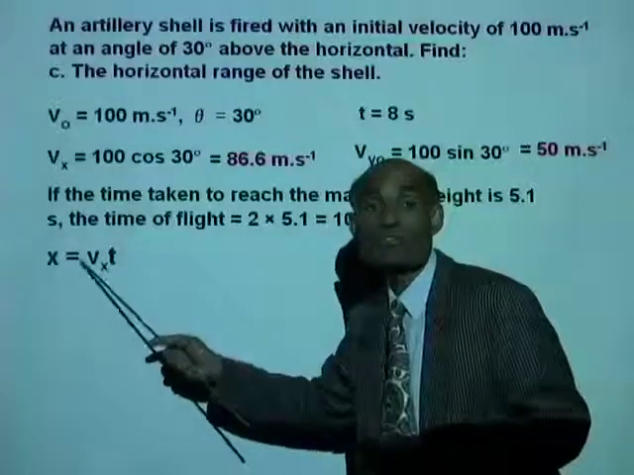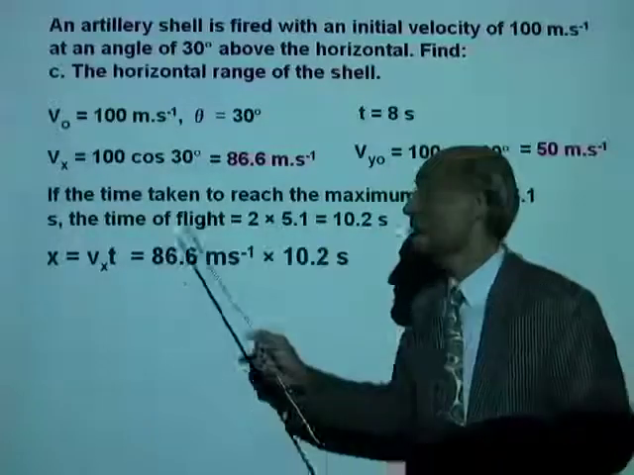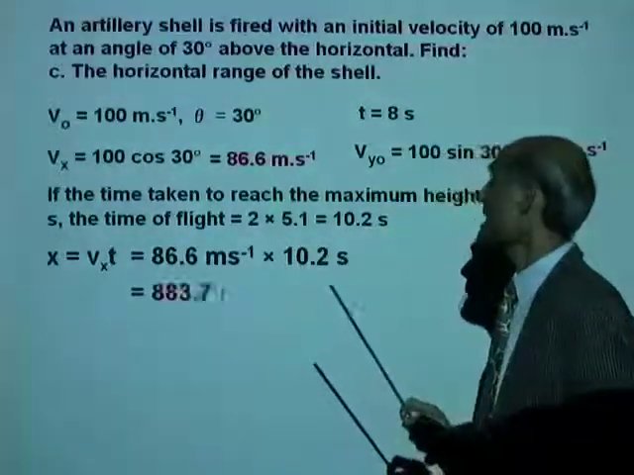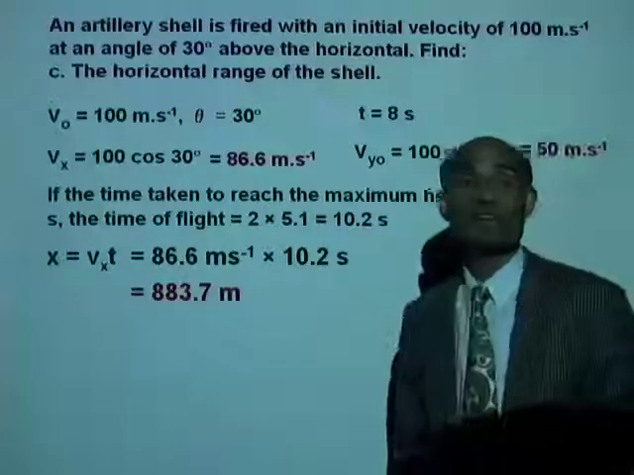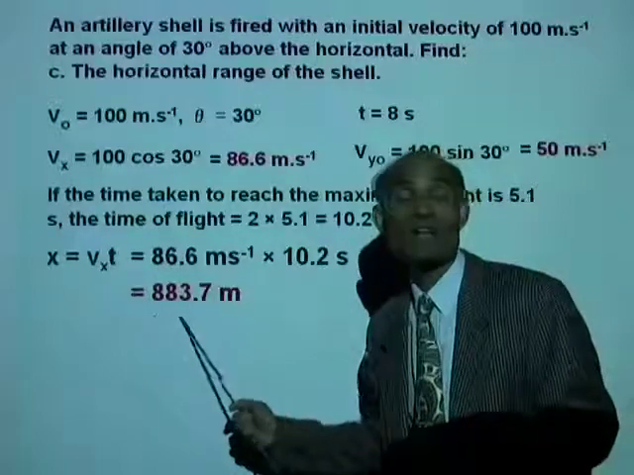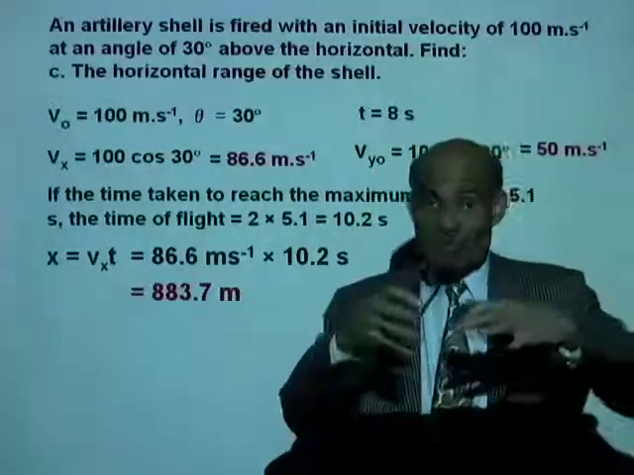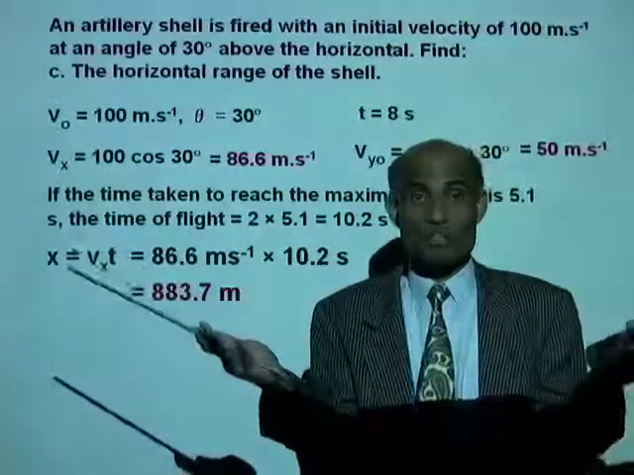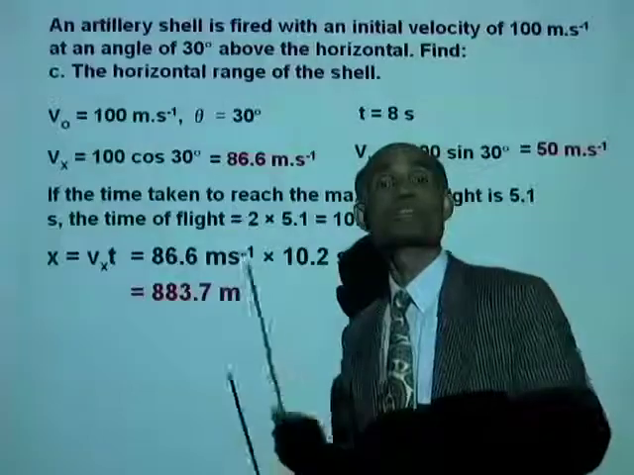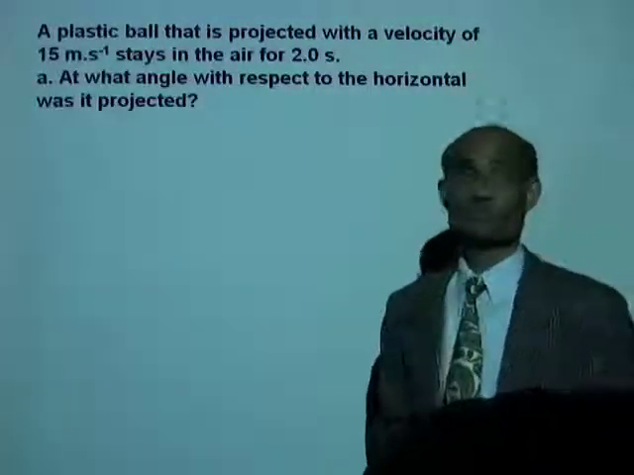Therefore, x equal to Vx multiplied by t, and Vx is 86.6 multiplied by the time of flight, which is 883.7 meter. And that is the horizontal range of that shell. Well, this is a representative problem. We discussed practically every aspect of projectile motion in this problem. Let's now look at another problem.